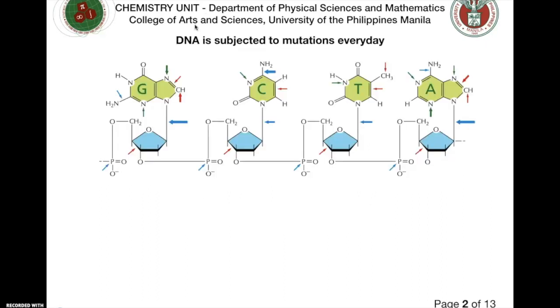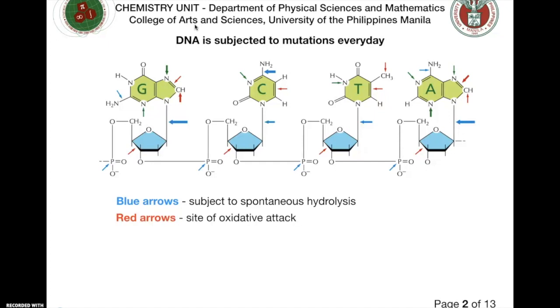The DNA is subjected to damage every day, whether it be mutagenic compounds or UV light, which can result in what we call mutation. Shown in blue arrows are bonds that can be hydrolyzed spontaneously, while in red arrows, these functional groups are sites of possible oxidation. Lastly, the green arrows indicate sites of methylation.